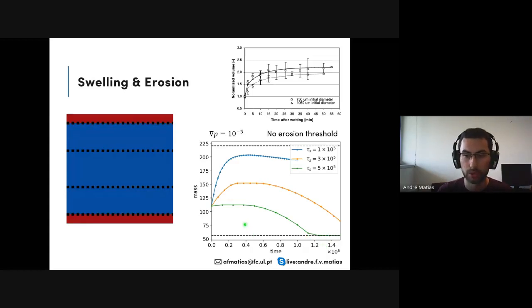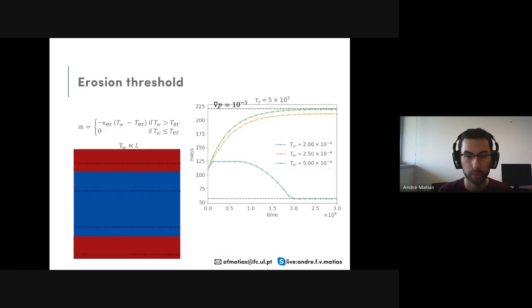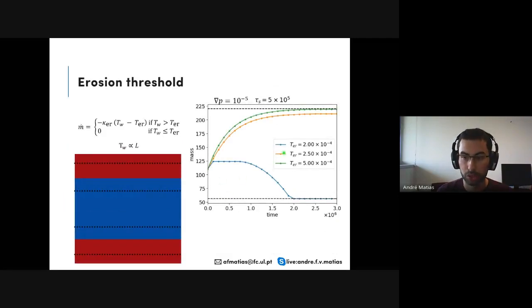Okay, so just a heads up, in these simulations, I did not put an erosion threshold to simplify the system, but when I put an erosion threshold, something interesting happened. To be reminded, if the erosion threshold is very small, then it is irrelevant to the behavior of the system. So once again, the blue line decreases a bit in the beginning, and then it decreases until it reaches the minimum mass possible.